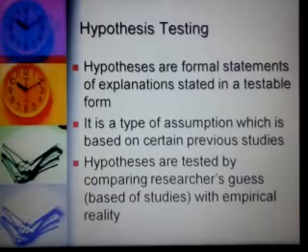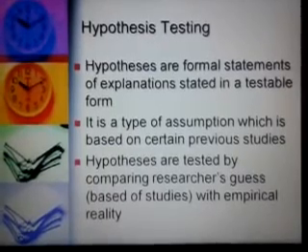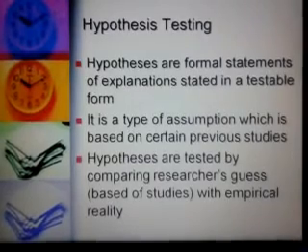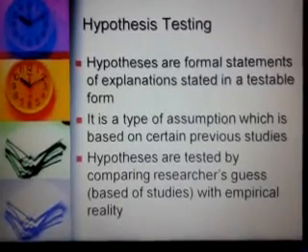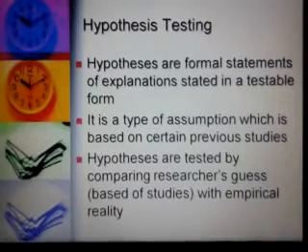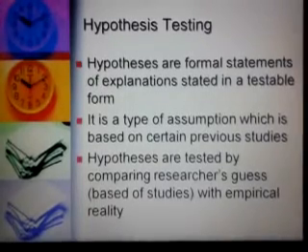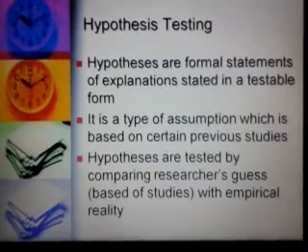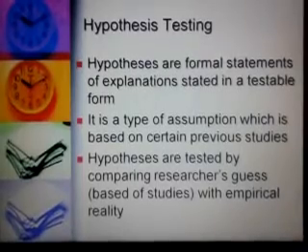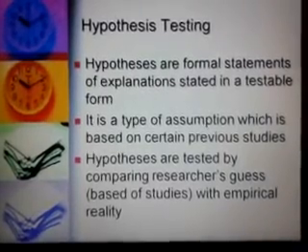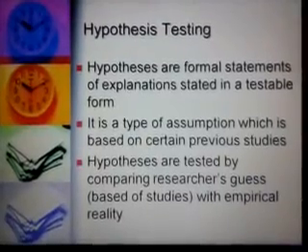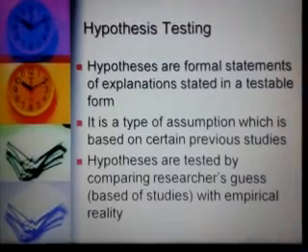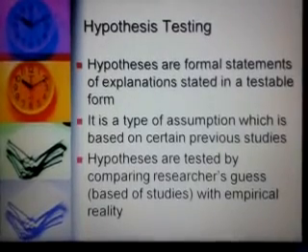Some previous studies have said that advertisement and sales are related. So we can have a hypothesis that advertisement and sales are related. Some previous studies may say that a person's qualification or education is related to the person's salary. So that hypothesis or assumption can be made that educational qualification is related to salary. So these assumptions are made based on certain previous studies.